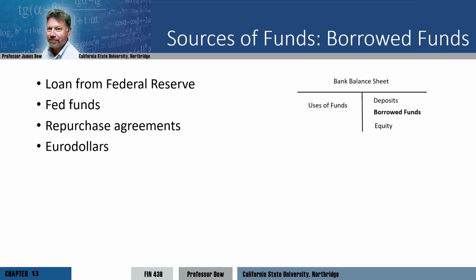Dollar-denominated deposits at foreign banks or at foreign branches of U.S. banks are called eurodollars. Banks can borrow and lend in the eurodollar market, and so they are another source of borrowed funds.